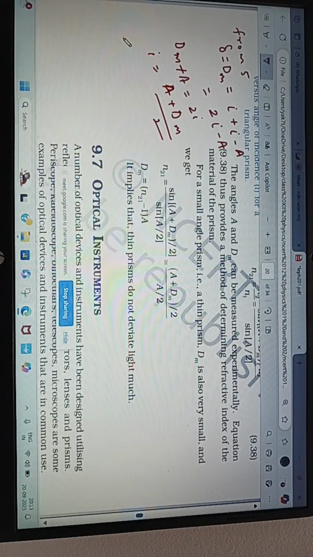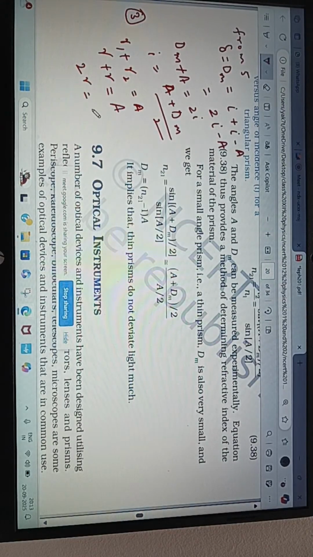So R1 plus R2 is equal to A. This is the third equation. According to the condition, R1 is R and R2 is also R, both are equal. I put it as R, and A is the angle of the prism. So R plus R, 2R, is equal to A. R is equal to A by 2. Now you got angle I.